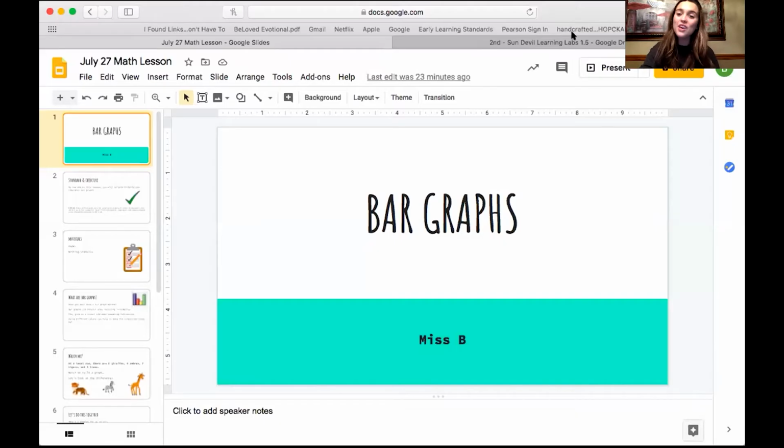And today we are going to be talking about bar graphs. So I'm going to go ahead and share my screen with you all, and you guys can follow along, and we can go through this lesson together.